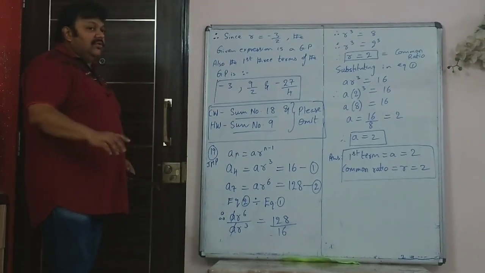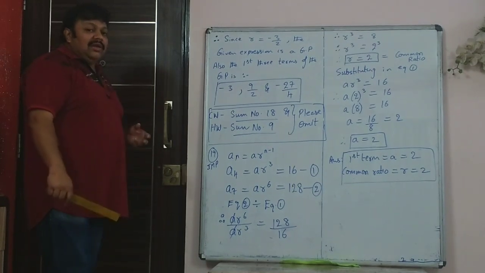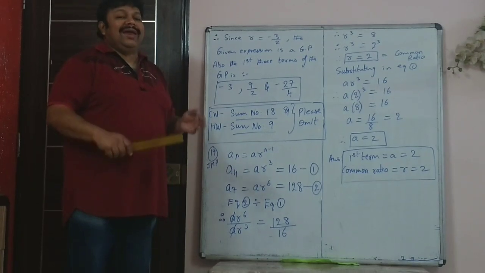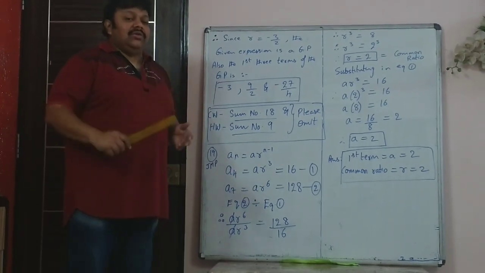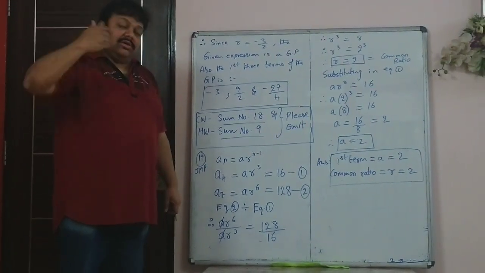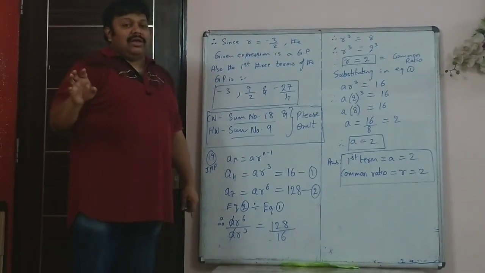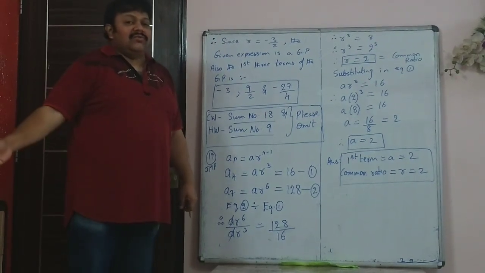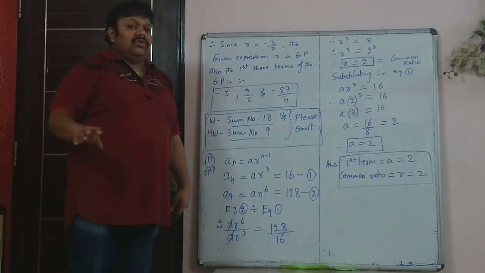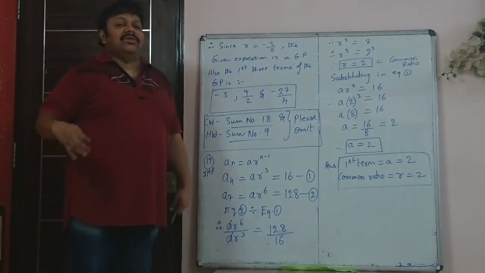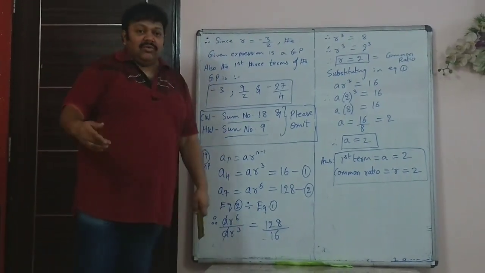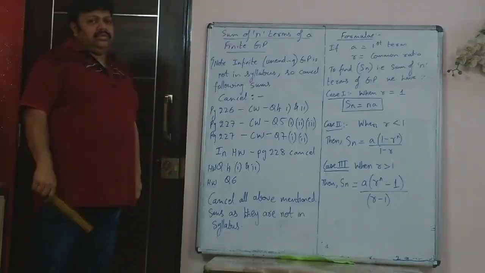So that's the answer. We will go on to the second exercise, but before that we will write the formula for how to find the sum of n terms of a GP. Please note infinite GP, that means the terms go on and on, is not there in the syllabus. There are few sums of that, we will cancel that out. So we will only do finite GP, sum of n terms of a finite GP. So that we will do and we will write the formula.